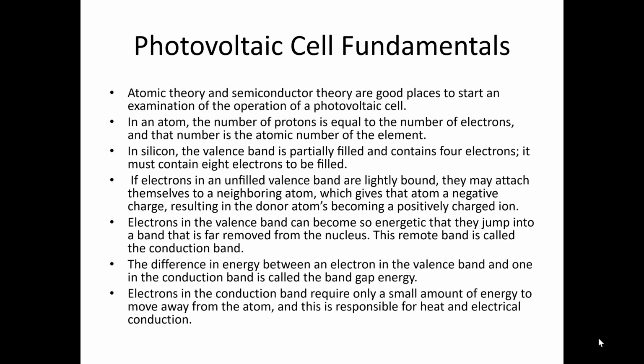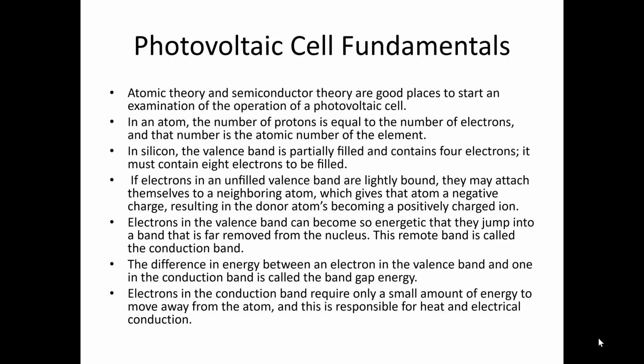So in this case, atomic theory and semiconductor theory are good places to start an examination of the operation of these systems. In an atom, the number of protons is equal to the number of electrons, and that number is called the atomic number of the element. In silicon, the valence band is partially filled and contains 4 electrons. It must contain 8 electrons for that valence band to be filled.